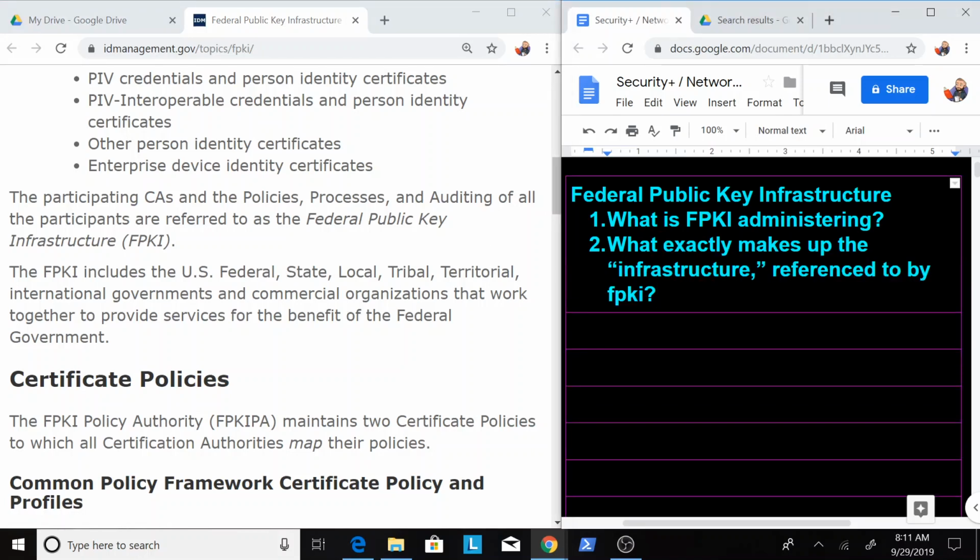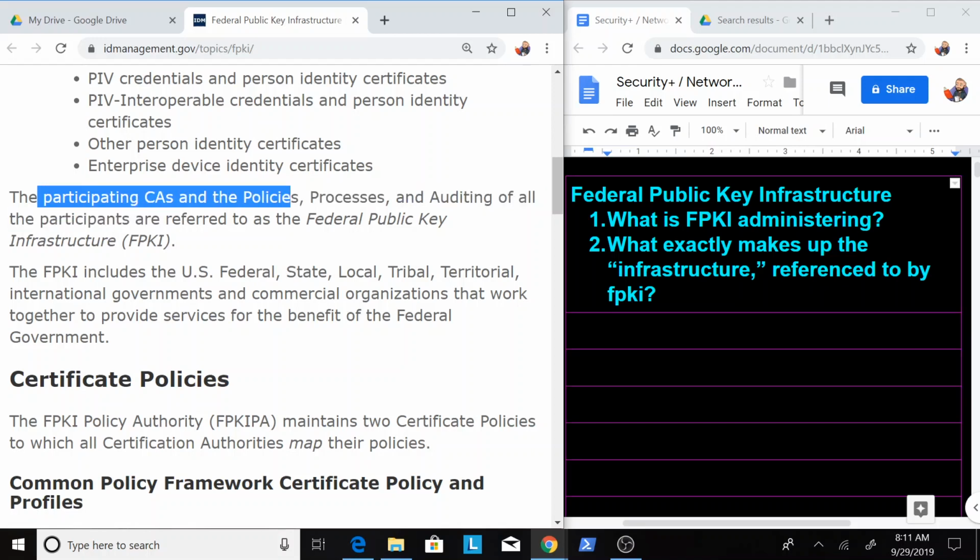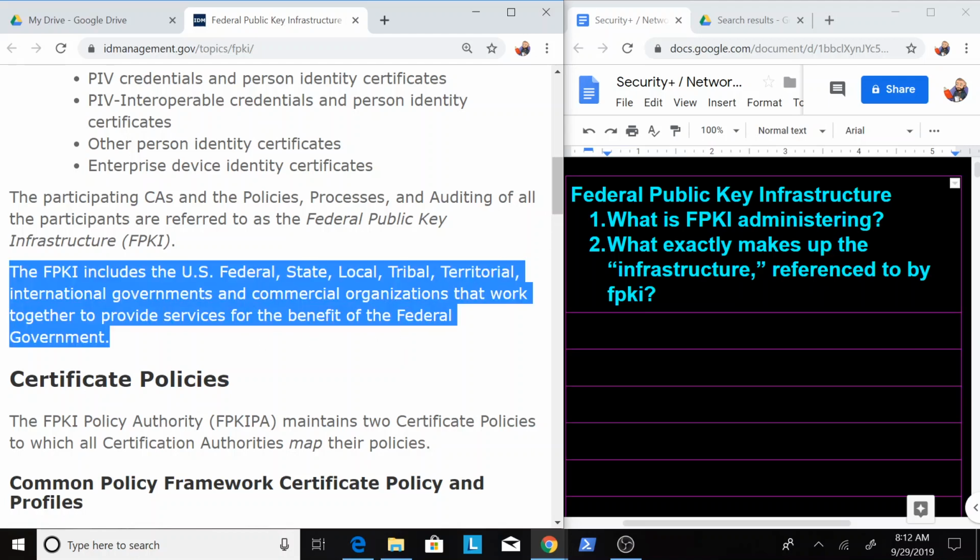So my question is, what exactly makes up the infrastructure referenced by FPKI? What's the I part of this acronym? And the answer is there's 4 parts here: the participating certificate authorities, the policies, the processes, and then the resulting auditing of all the participants, that is, all these CAs. The FPKI includes U.S. federal, state, local, tribal, territorial, international governments, and commercial organizations that work together to provide services for the benefit of the federal government.